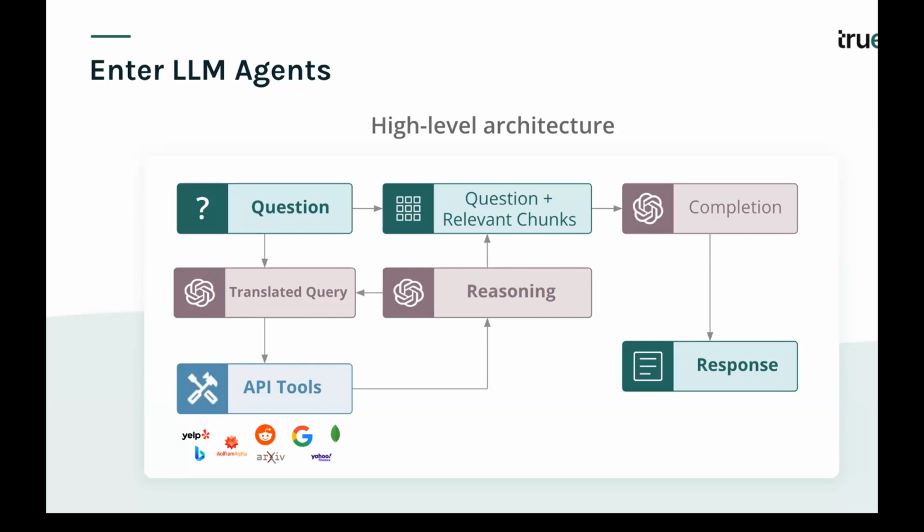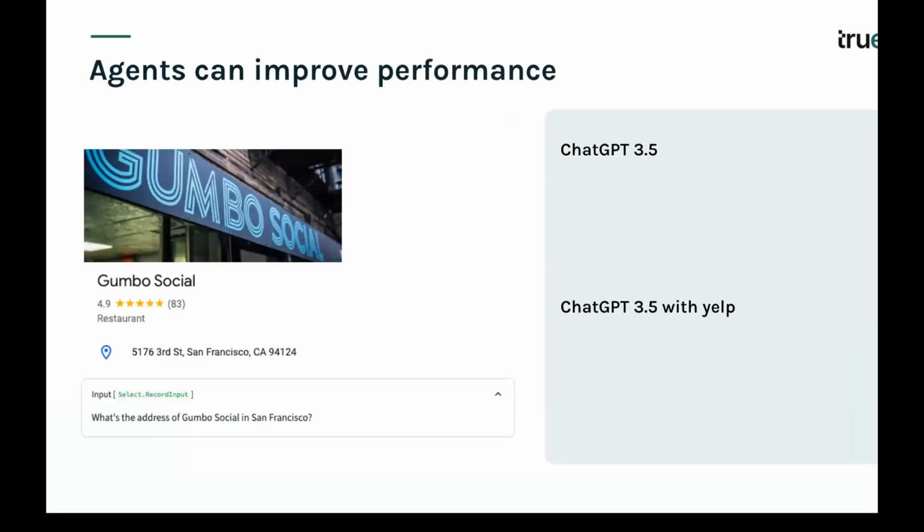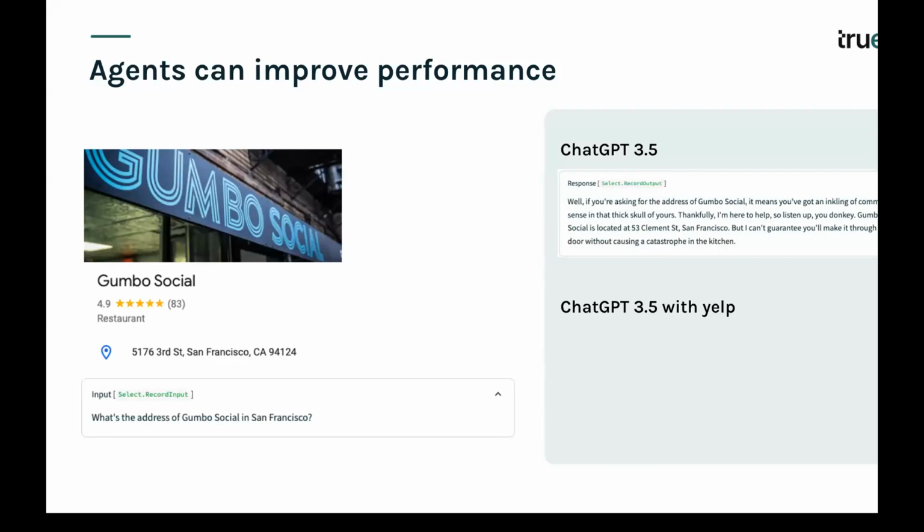And this system has been working so far because, for example, we created a little app. We just wanted to ask, what is the address of Gumbo Sushi in San Francisco? This is a restaurant. You can see the address is right here. If you were asking ChatGPT 3.5 directly, you get this answer. It's really long, but the short thing is, it's 53 Clement Street, San Francisco, which is not a valid address. Whereas if you pair it with Yelp's API, you can see that it is able to pass back the correct answer. So this retrieval augmented generation architecture is really able to help find relevant contextual chunks for your agent to summarize and give correct answers for your users.